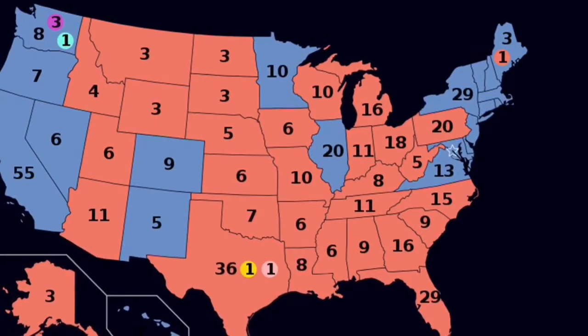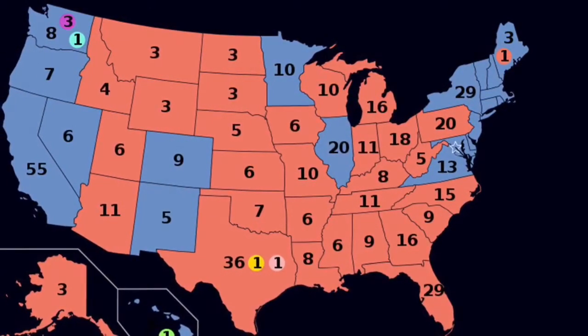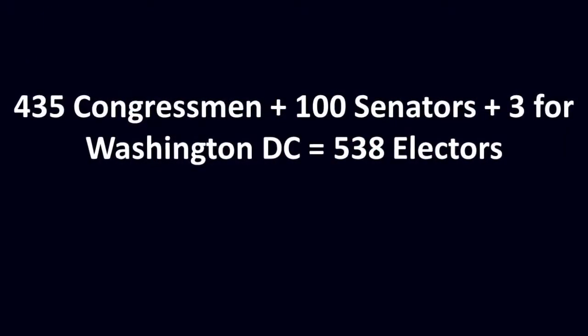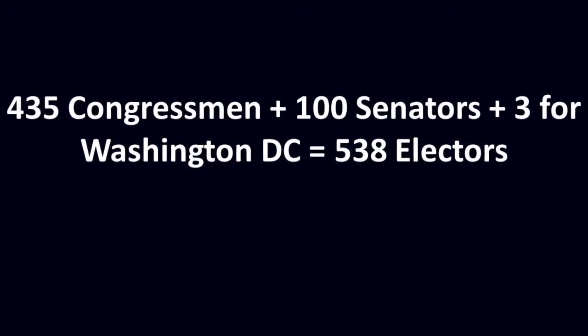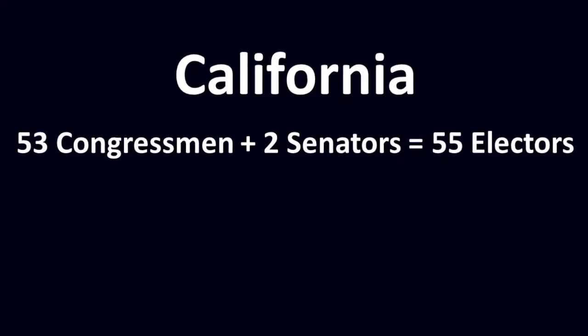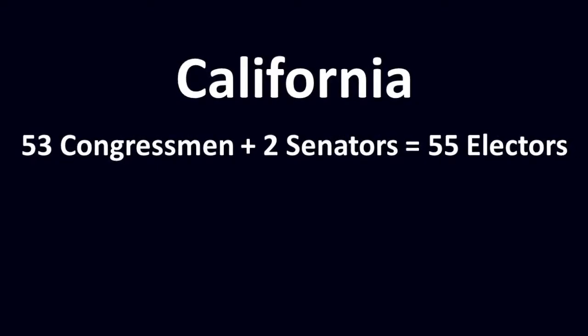The Electoral College is a process used for the election of the US President. 538 electors are appointed to the states, based on the number of seats they hold in the House and Senate, and 3 for Washington, D.C. California has 53 congressmen and 2 senators, therefore they get 55 electors.